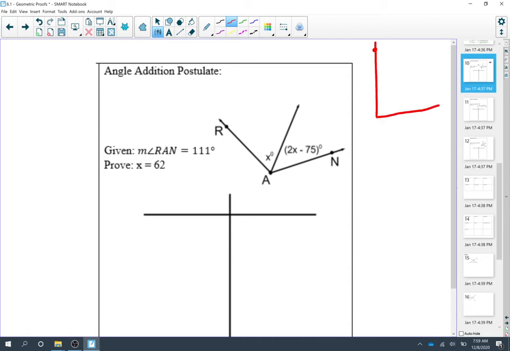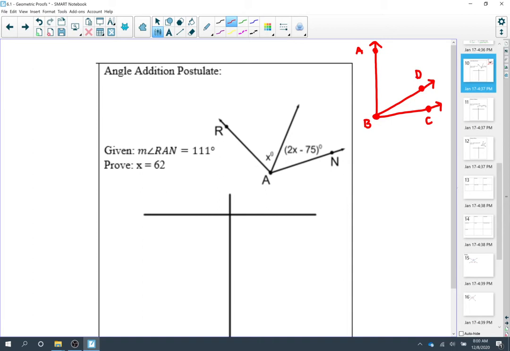I'm going to start with a larger angle. I'm going to put a point here, a vertex here, and a point here. And then from my vertex, I'm going to come out and create two other angles inside my bigger angle. Just for the sake of argument, we're going to label this A, B, C, and then D.